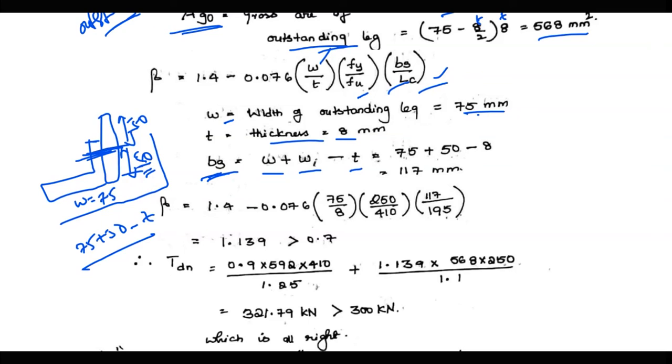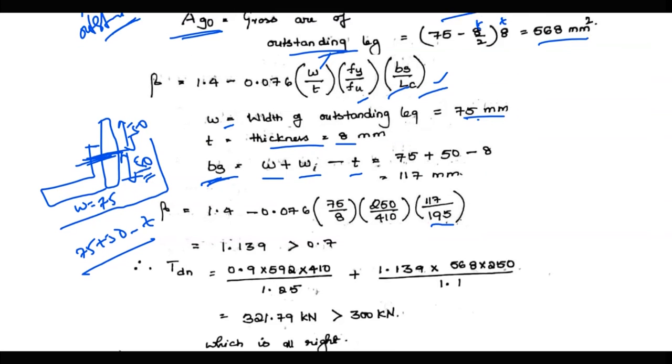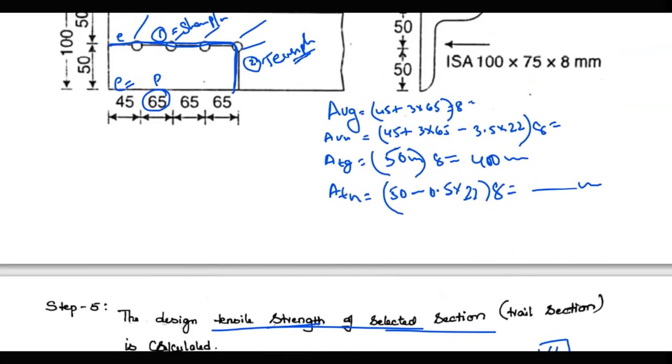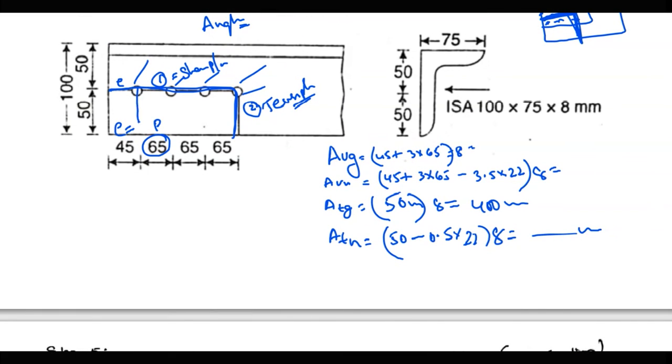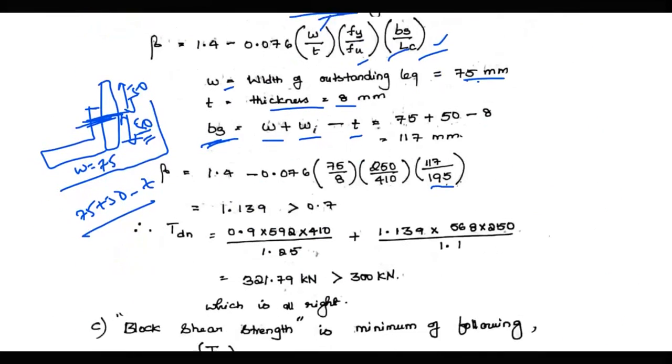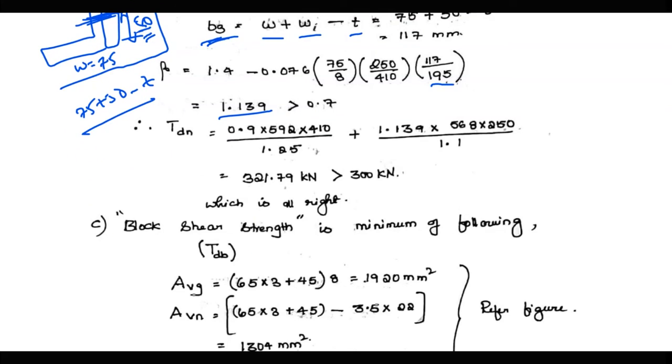So substitute them. And what is Lc? The distance between the first and the last bolt, that is from here to here. What is that? 65 into 3 will give you 195, which gives 1.139, and it has to be greater than 0.7. Of course it is good. On substitution you got 321.79. It is greater than 300 kilonewton, therefore it is not going to fail by rupture also.